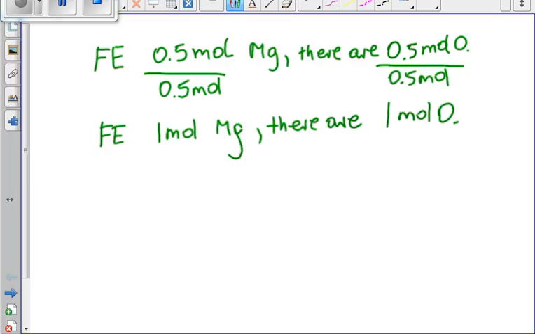And now you're ready to rewrite your formula. And since we don't write the ones, we just leave it as MgO, and that's magnesium oxide.